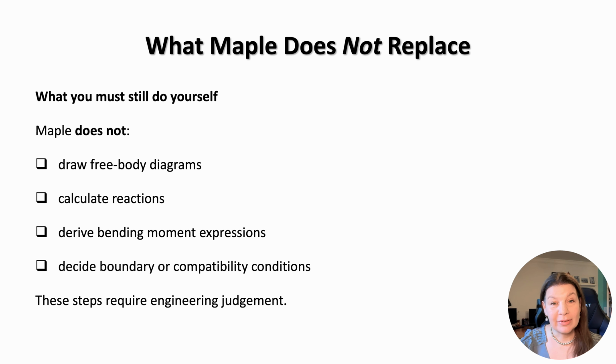It is important, however, to be clear about what Maple does not replace. Maple cannot draw free body diagrams, it cannot calculate reactions, derive bending moment expressions, or decide which boundary or compatibility conditions to apply. All of those steps require engineering judgment, and they must be done by hand. Maple only comes in once those decisions have already been made.